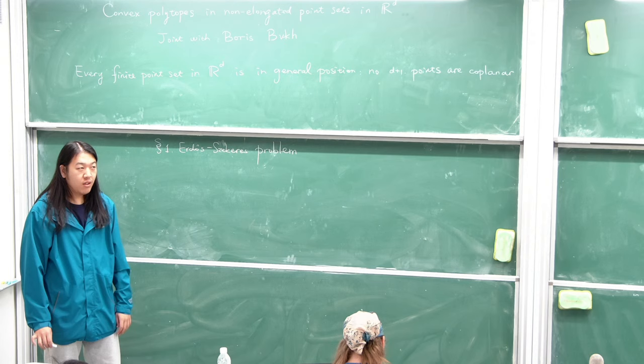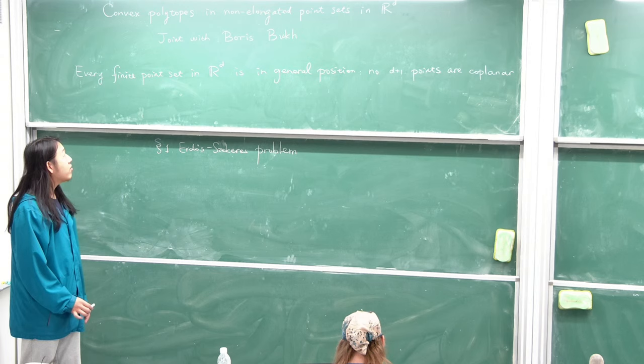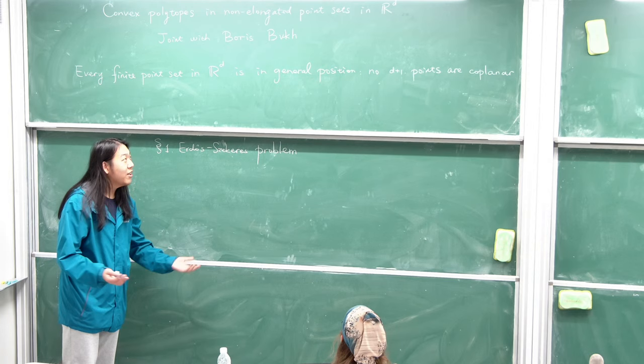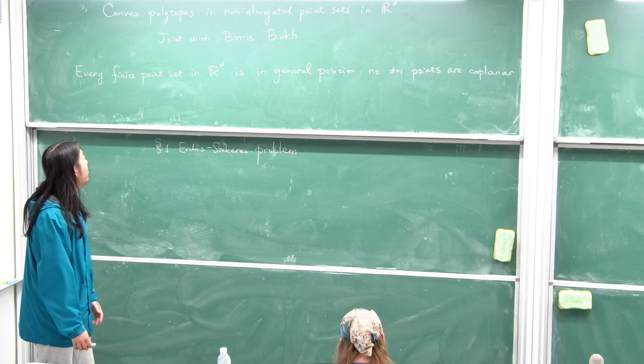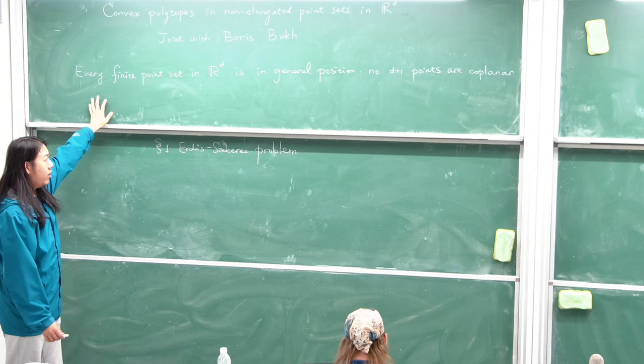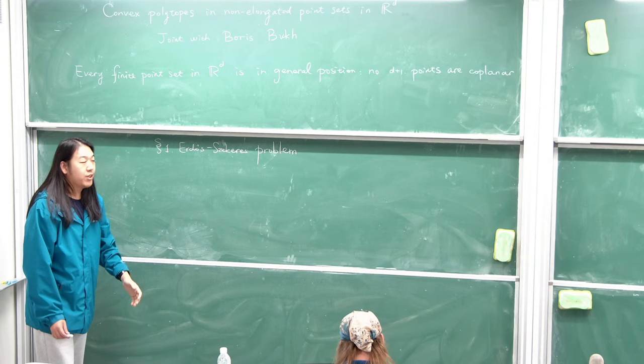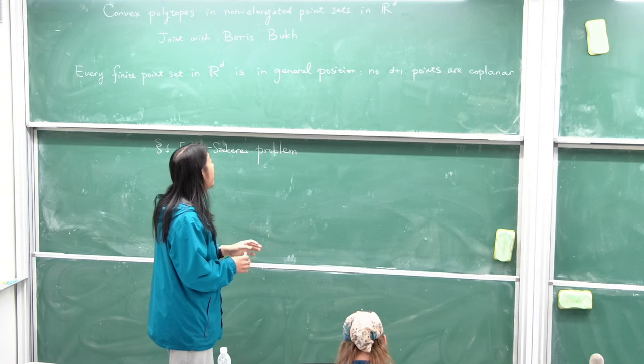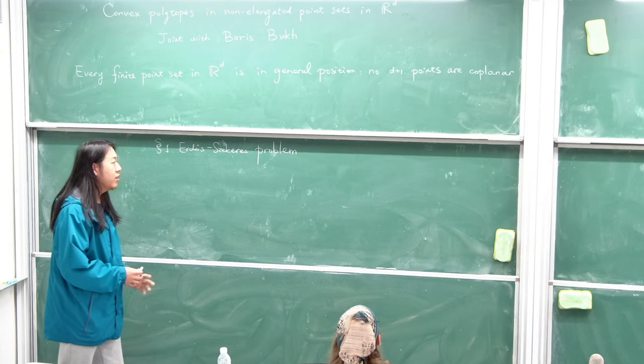Thank you for inviting me to give a talk here. Today I'm going to talk about convex polytopes in some kinds of point sets in R^d. This is joint work with my PhD advisor, Boris Bukh, at Carnegie Mellon University. We have this background setting that every finite point set we mention, without further specification, is in general position, meaning no coplanar points.